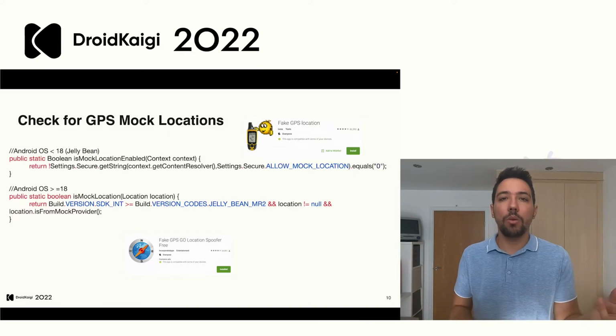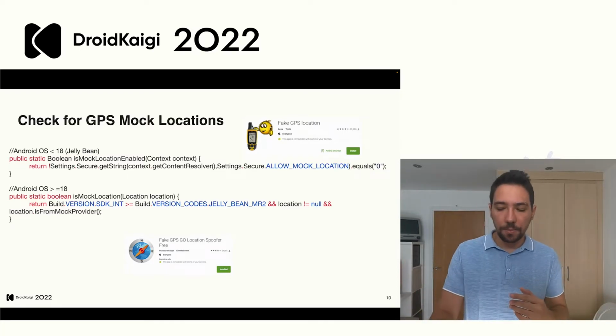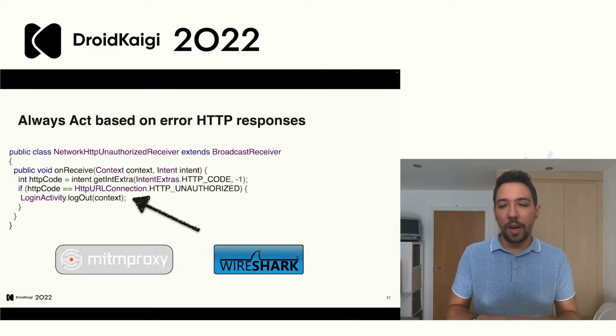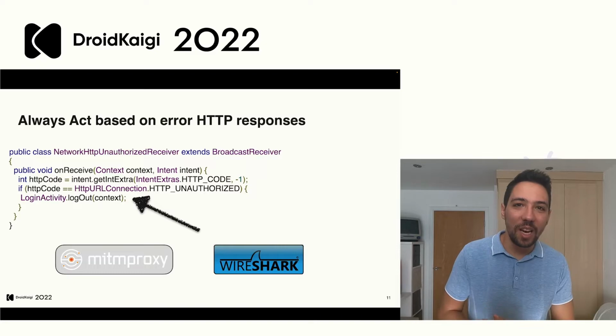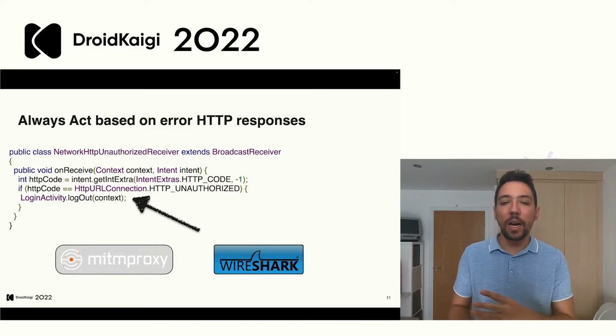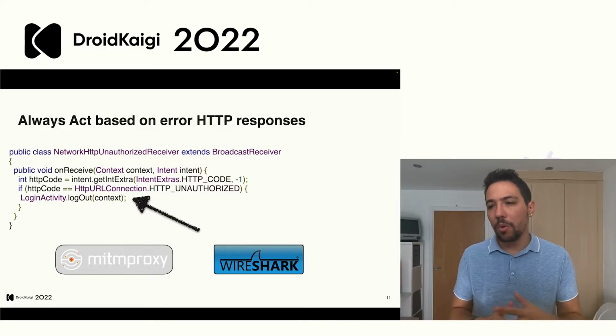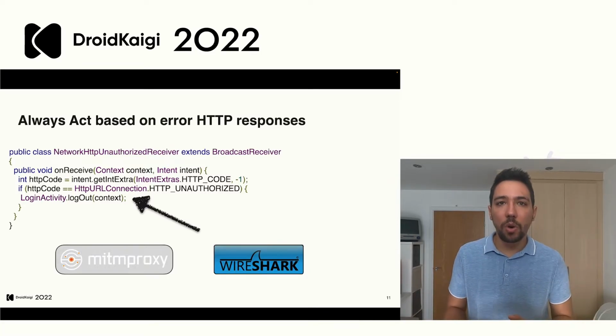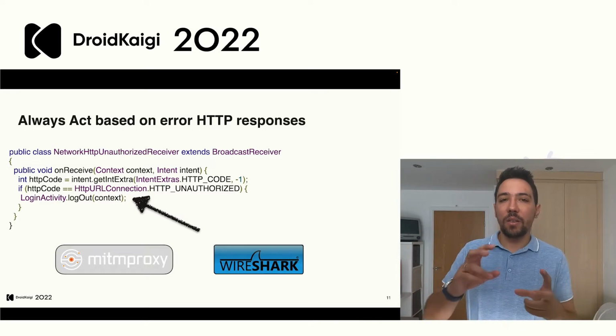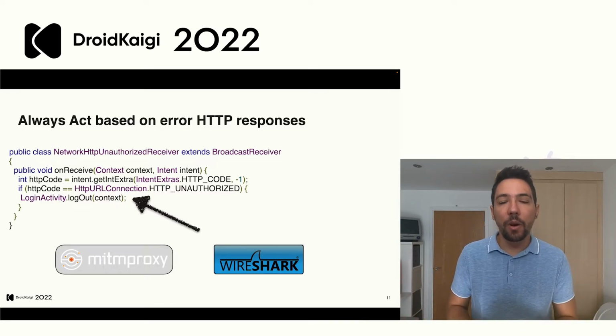So that is one thing that you could do if your application uses location data or handles location data in any case. Next up, it's something that I want to say every single time I have the option: we always need to act based on all of the HTTP responses. Usually when we make an HTTP call, we check for the successful response. If everything is okay, then continue with our application flow, or else just show an error message or try again or something similar.